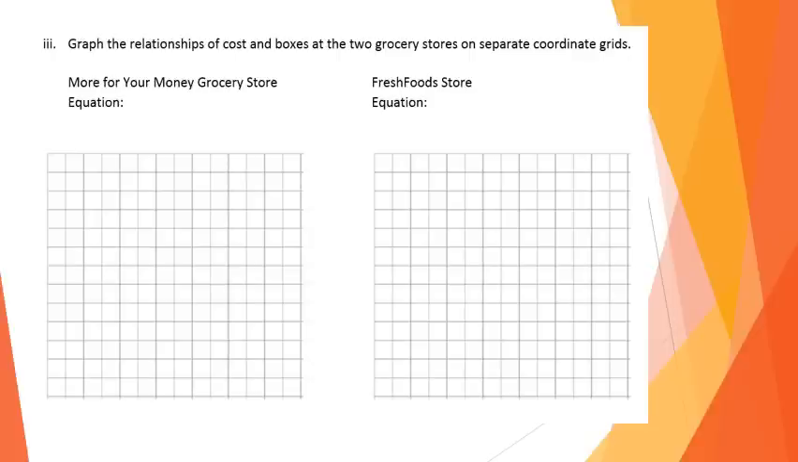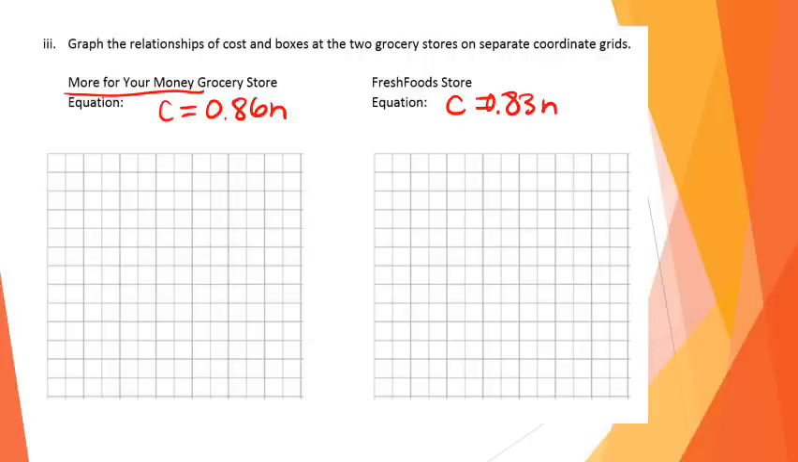Okay, now we're going to go ahead and graph our relationships. So again, pay attention to which store goes where. This first one is going to be C equals 86 cents times N, the number of boxes, and fresh foods is going to be C equals 83 cents times N, number of boxes.